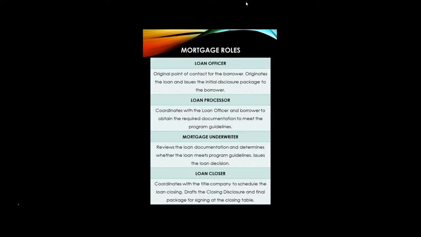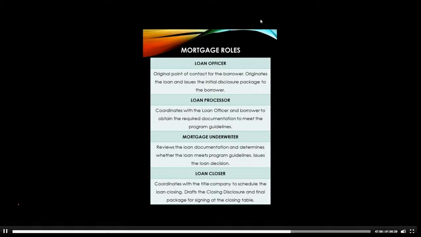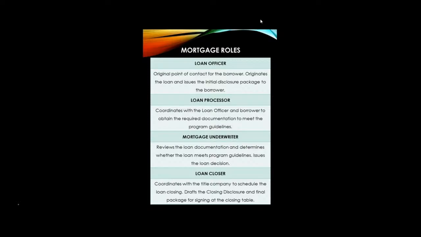Okay. And then it comes to the mortgage underwriter, us. We review the files and documentation, and determine whether it meets loan program guidelines. And then we issue a loan decision: the loan is approved, suspended, or declined. That's typically the three major loan decisions. Some companies might have a different variation. So again, check with your company.